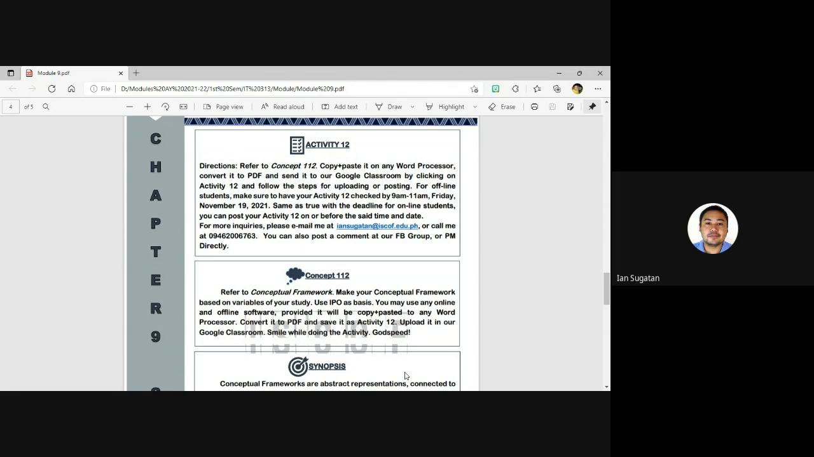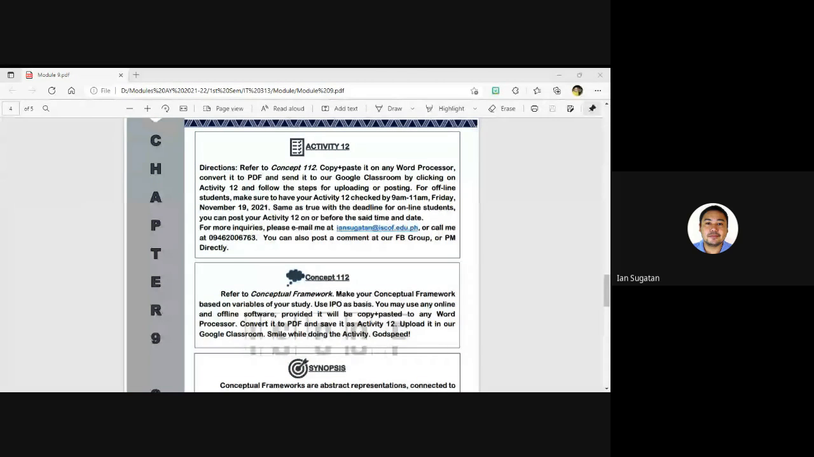Okay, so that is all for this evening, and I hope that you learned something out of the lecture of what is the conceptual framework and what is the theoretical framework. So guys, conceptual framework lang ang activity naton kay naka-prior art na kita. So you don't need to answer the theoretical framework.